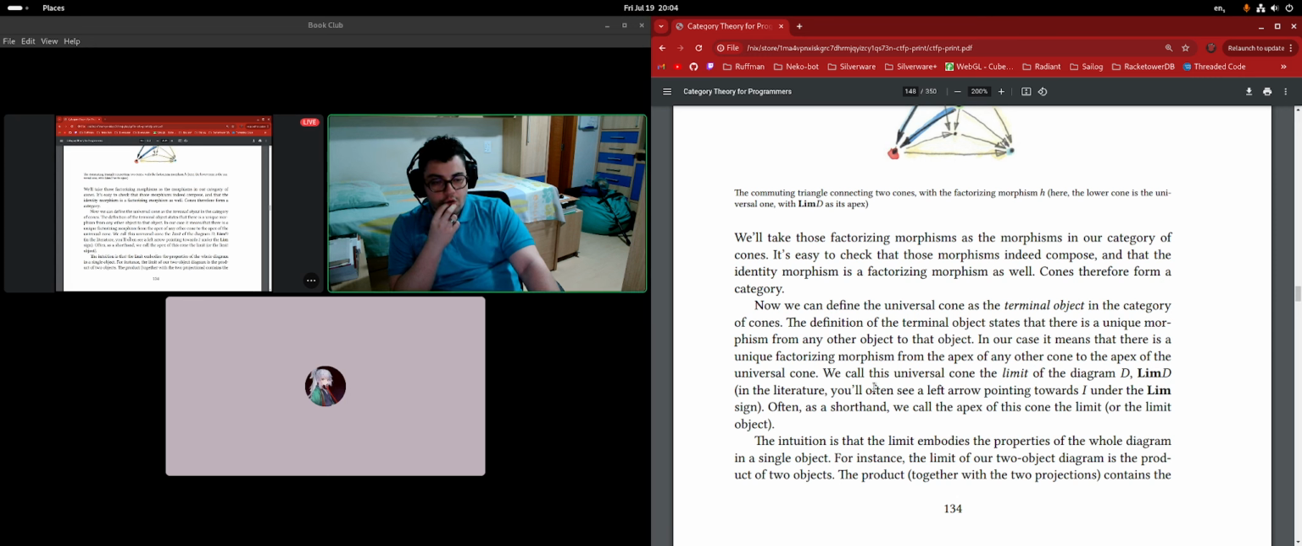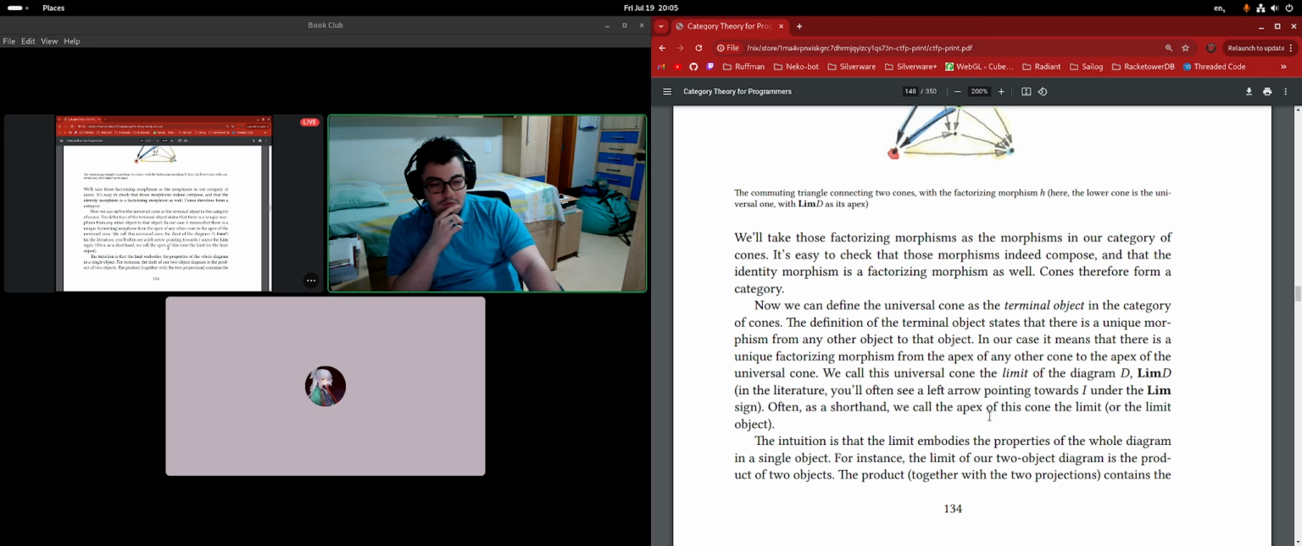We call this cone the universal limit of the diagram. We see a left arrow pointing towards I under the lim sign. Yeah, this makes sense because we just established that we can describe the entirety of the cone just by the apex, using naturality as the chain between them. Yes, indeed. The intuition is that the limit embodies the properties of the whole diagram in a single object. That's very profound, man.